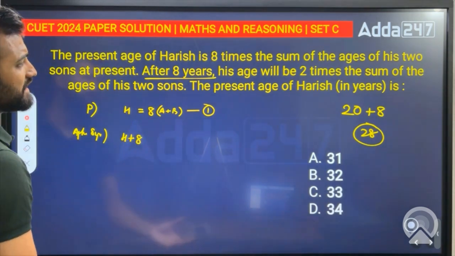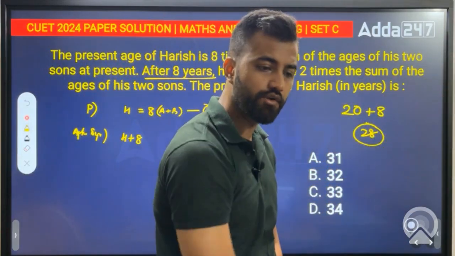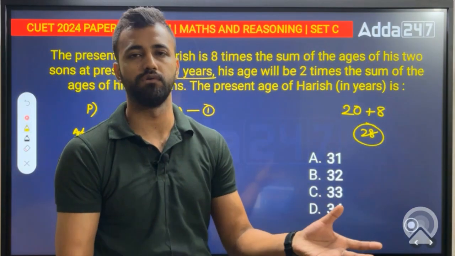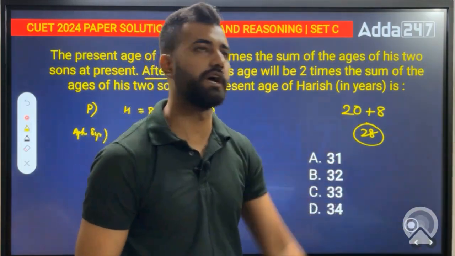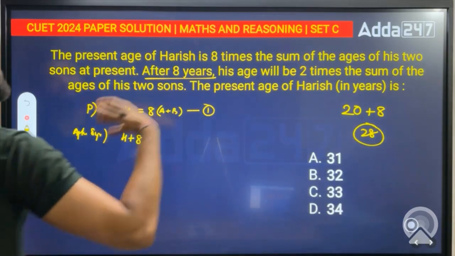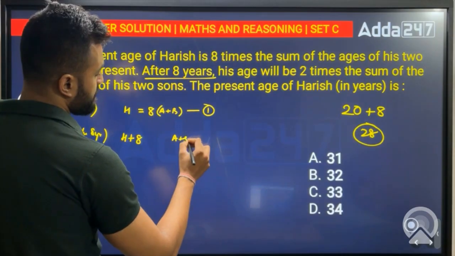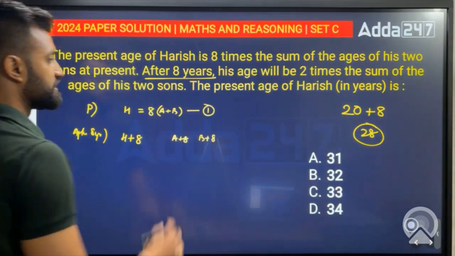Simple. Similarly, his sons will also go 8 years ahead. It is not possible that I am becoming old and my sons are young. No, that is not the rule of nature. If I am getting old, my sons will also get old, right? So both sons will also go 8 years later, sir. So, sir, A would become A plus 8 and B would become B plus 8. This will be the sum of their ages.